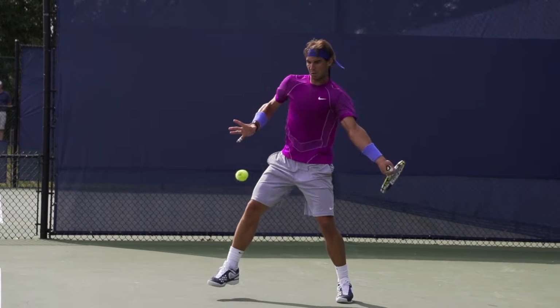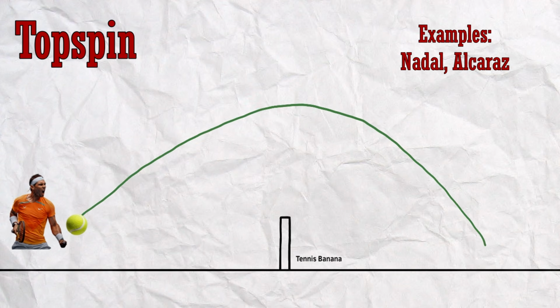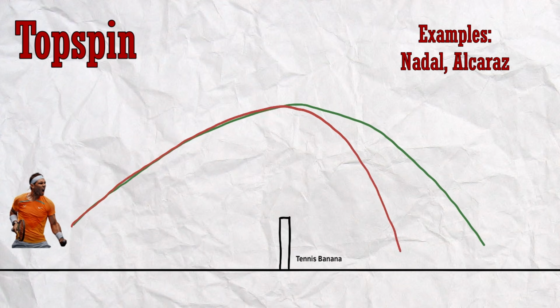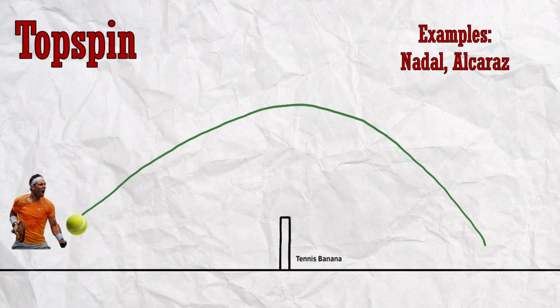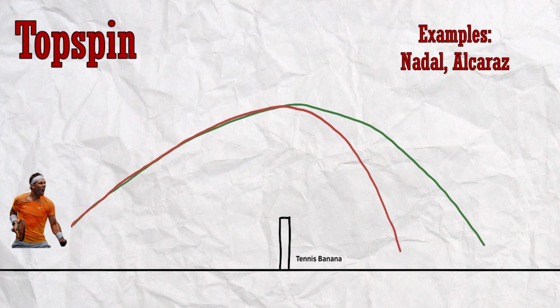Now, consider a ball hit with topspin. The ball's trajectory will be very similar to that of a flat shot, except for one thing. You'll notice that the ball changes its direction more violently than the flat shot, or in other words, it will have a higher curvature. Topspin makes the ball dip into the court at a faster rate.